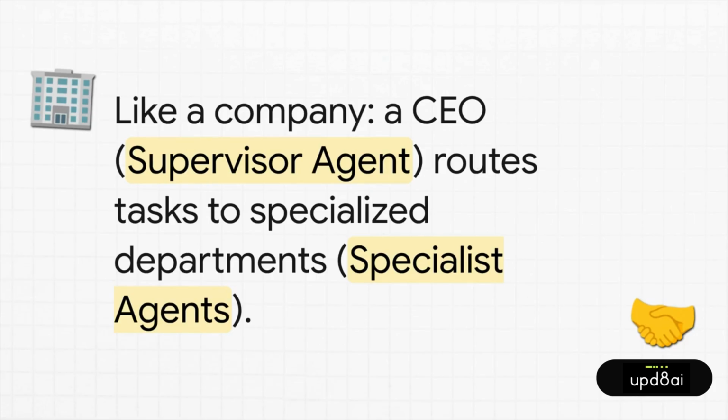The CEO doesn't do all the work, right? They get a request, they figure out what needs to be done, and then they delegate it to the right department. That's exactly what the supervisor does. It sends tasks off to specialized agents, the calendar agent, the research agent, the email agent.